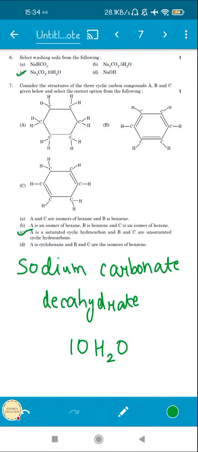Now, why are the other options not correct? First of all, A and C are isomers of hexane. No, C is not an alkane. It is an alkene. So option number A is wrong. B, A is an isomer of hexane, B is benzene, and C is an isomer of hexene. C could have been an isomer of hexene if it contained only a single double bond, but that's not the case. So option B is wrong. Option number D, A is cyclohexane, B and C are isomers of benzene. No, benzene contains alternate double and single bonds. So definitely C is not an isomer of benzene. So this ends up giving us option C as the only correct and appropriate answer.